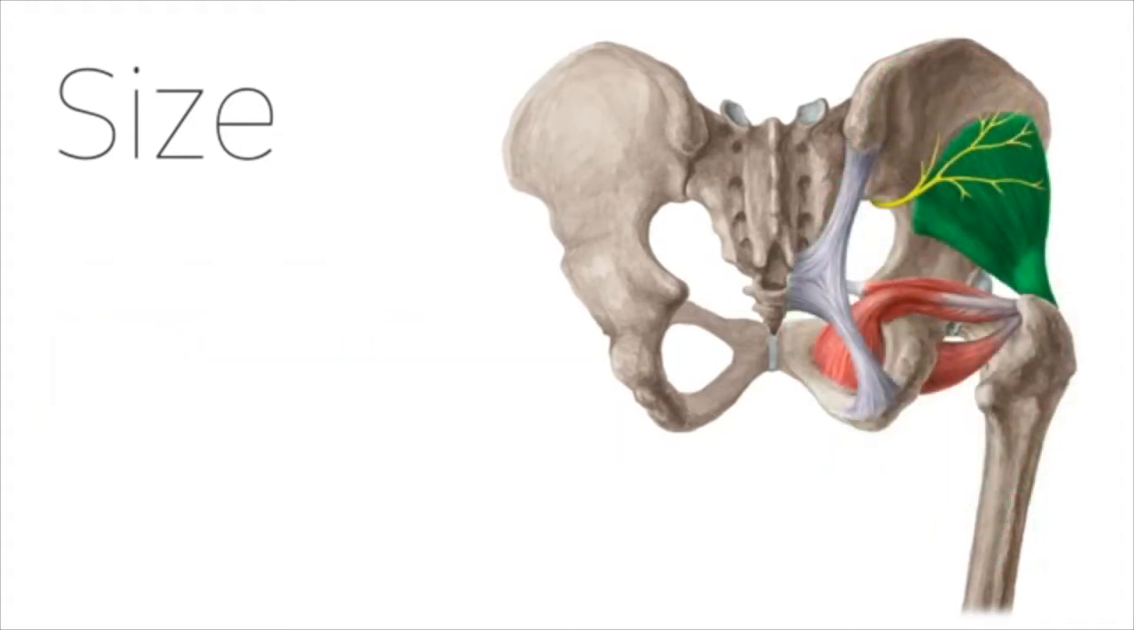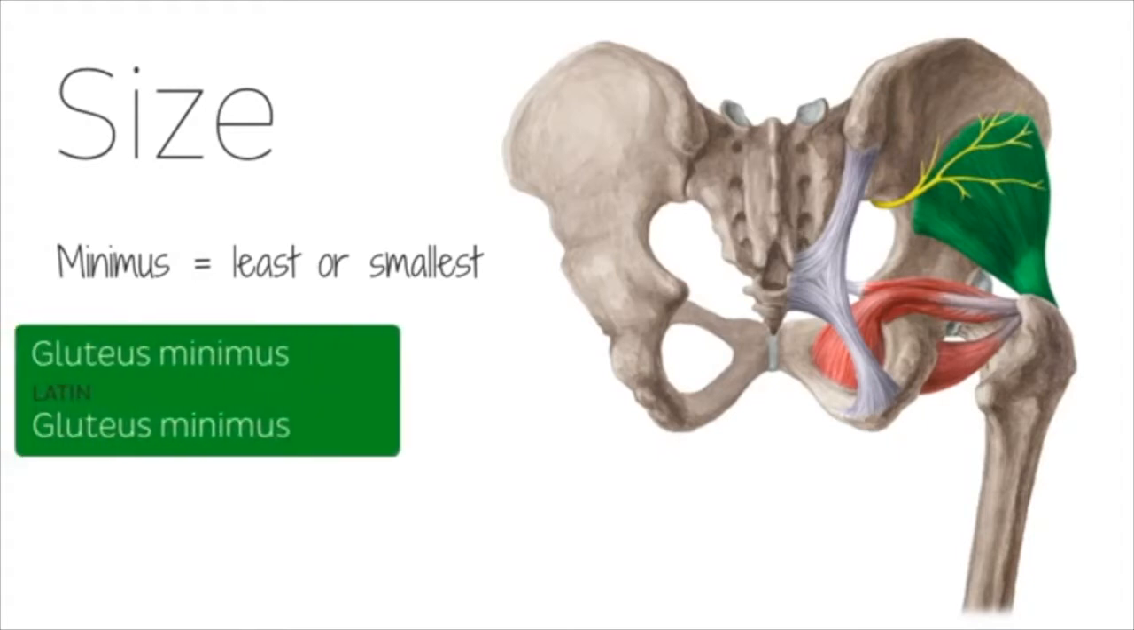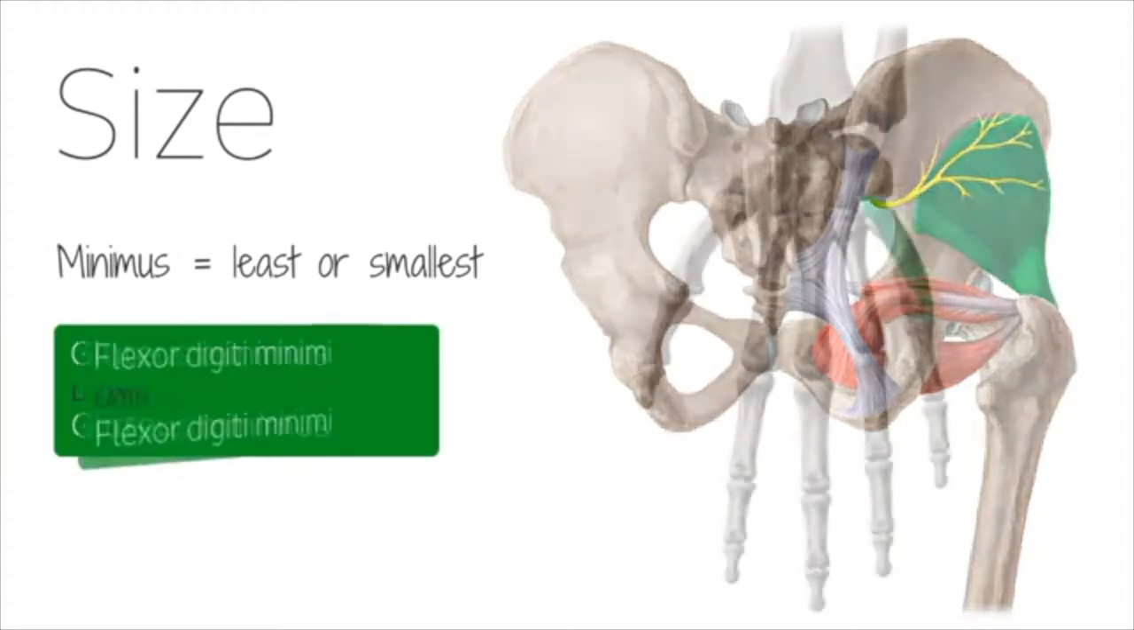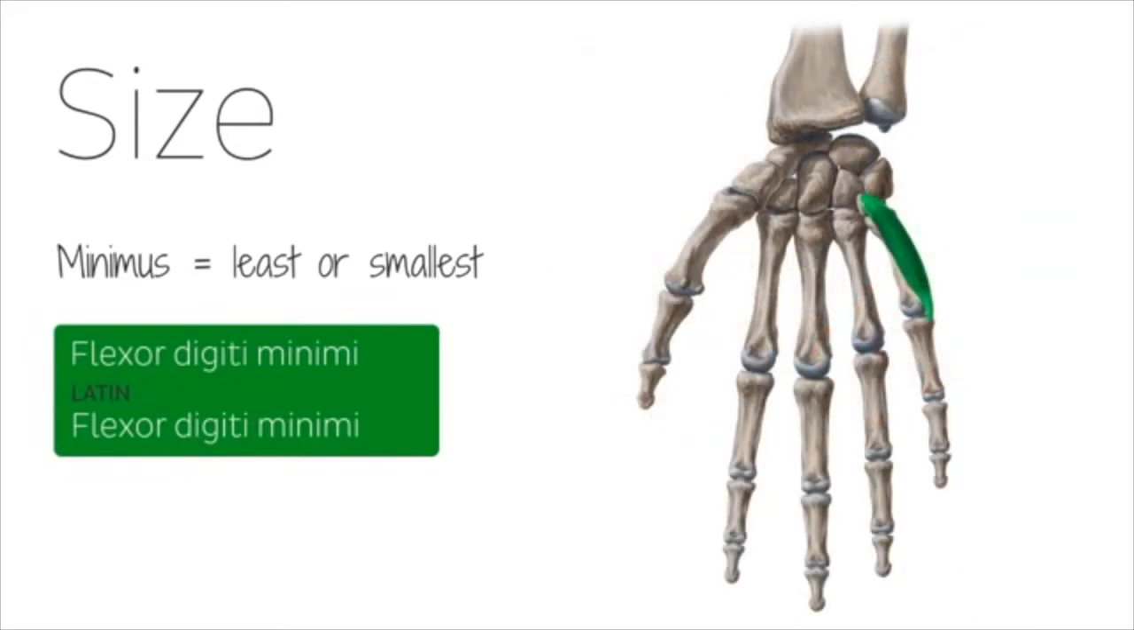The term minimus is the Latin for least or smallest, and is also used in naming muscles such as the gluteus minimus muscle, which is the smallest of the three gluteal muscles, or in the case of the hand, the flexor digiti minimi muscle, which flexes the little finger.